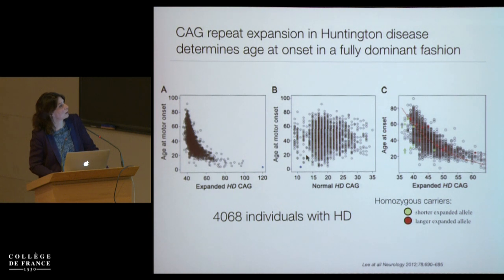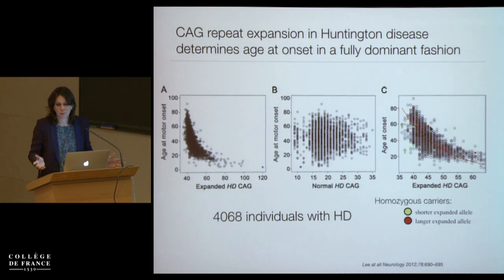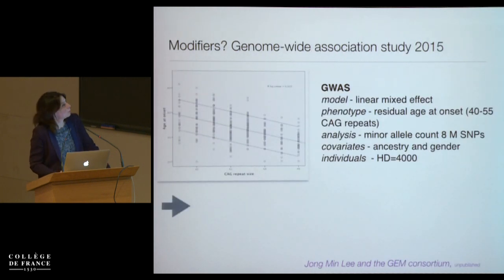If you look at the normal repeat, there's no correlation at all. And even more importantly, I think, when you look at homozygous or heterozygous composite individuals who have two pathological expansions on both chromosomes, it's the larger one that drives the age at onset. So it's a completely dominant disease, and the normal allele doesn't play a role. Okay. But what about this variance you see for one CAG repeat?